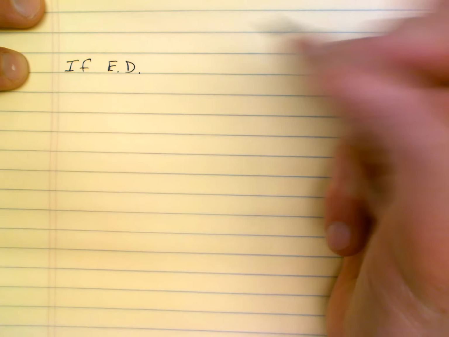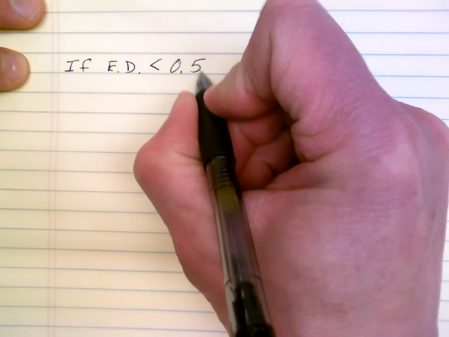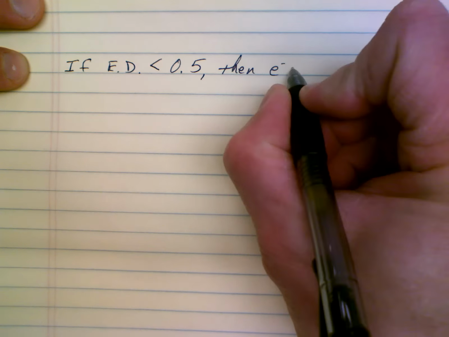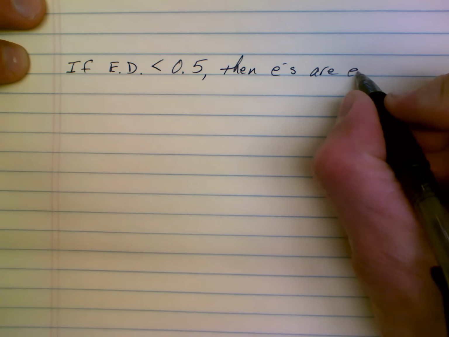If the electronegativity difference is less than 0.5, then the electrons are equally shared.